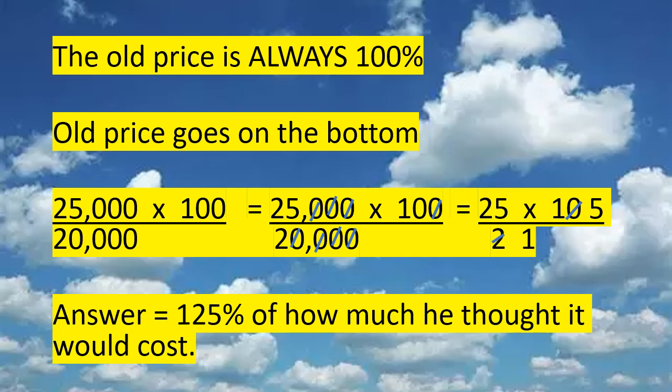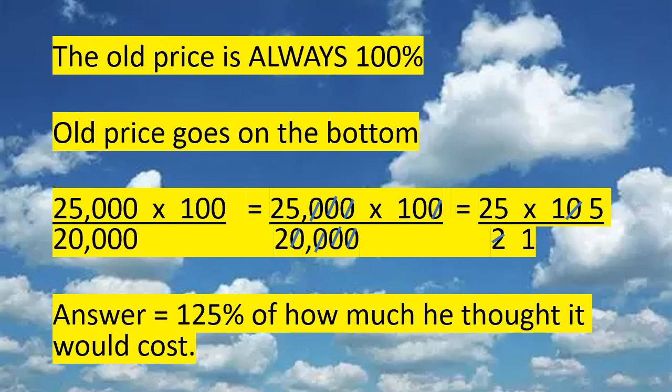So again, the old price is always 100%. The old price goes on the bottom, 20,000. The new price goes on the top, 25,000. And then we multiply it by 100. So we've got 25,000 times 100 on the top, 20,000 on the bottom. And we can cross out heaps of zeros. We can cross out all 4 on the bottom. There are 5 zeros on the top. We can cross out 4 out of the 5.